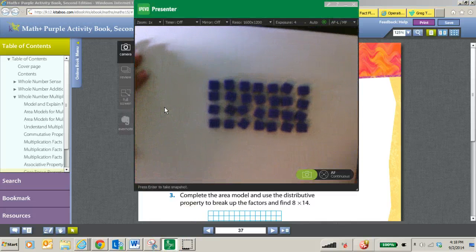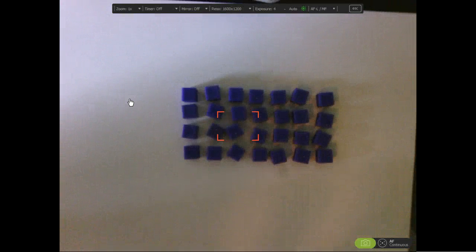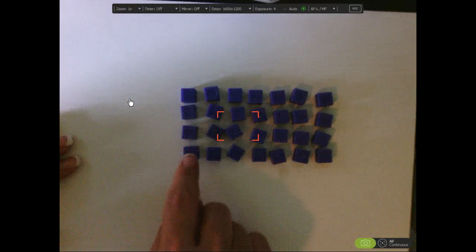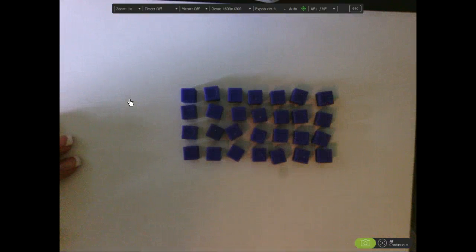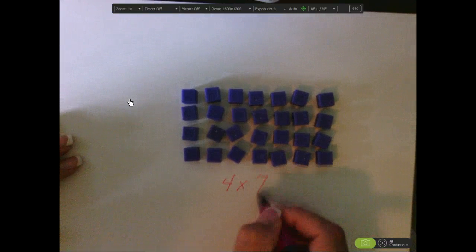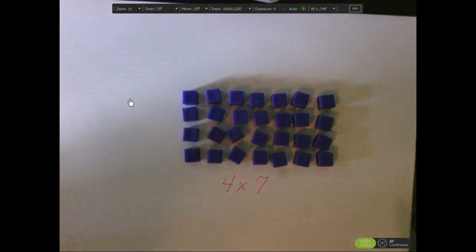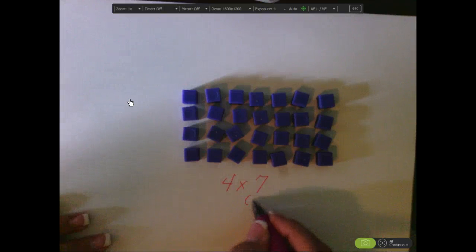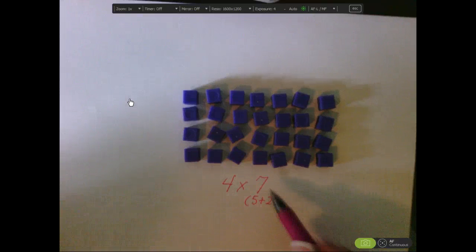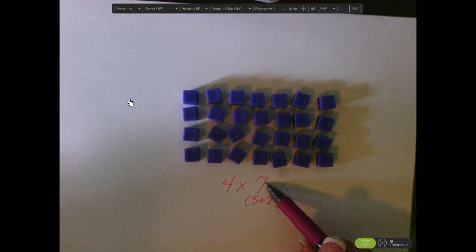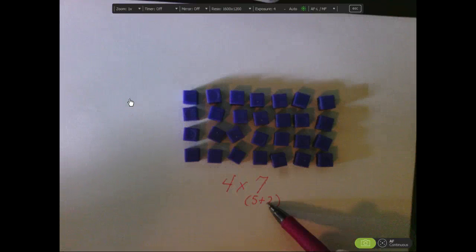When you have larger numbers like I have here, and let me make this a little bit bigger, I have 4 rows with 1, 2, 3, 4, 5, 6, 7 in each row. So I have 4 times 7. A lot of students have difficulty with their sevens and some of the larger numbers, but they might know 4 times 5, or they might know 4 times 2. So it's important for students to think about what makes a 7. You can decompose and break apart 7 into its addends.